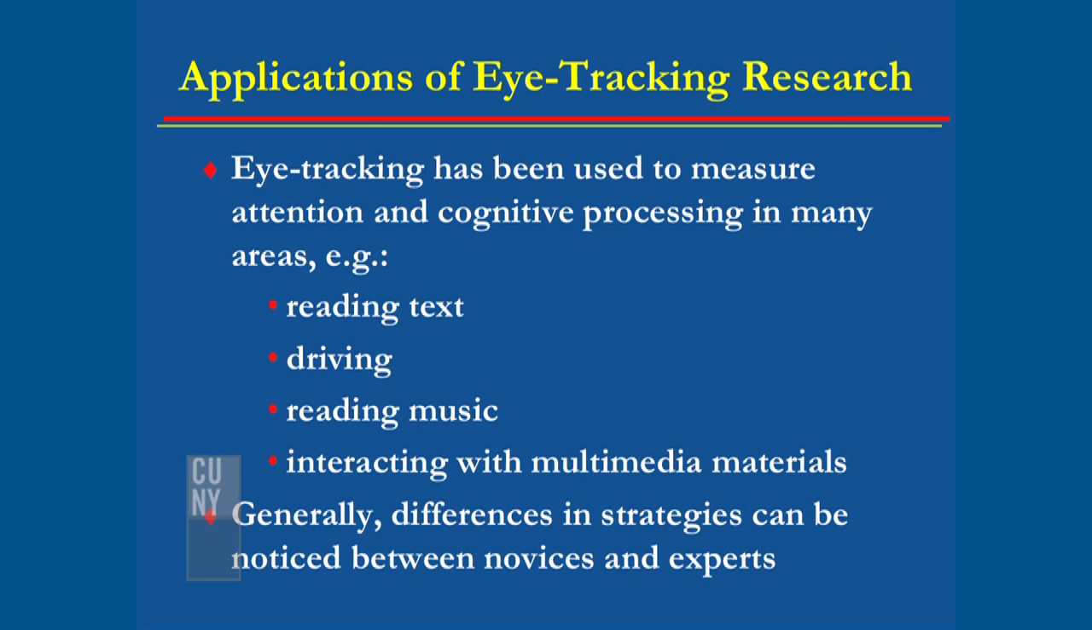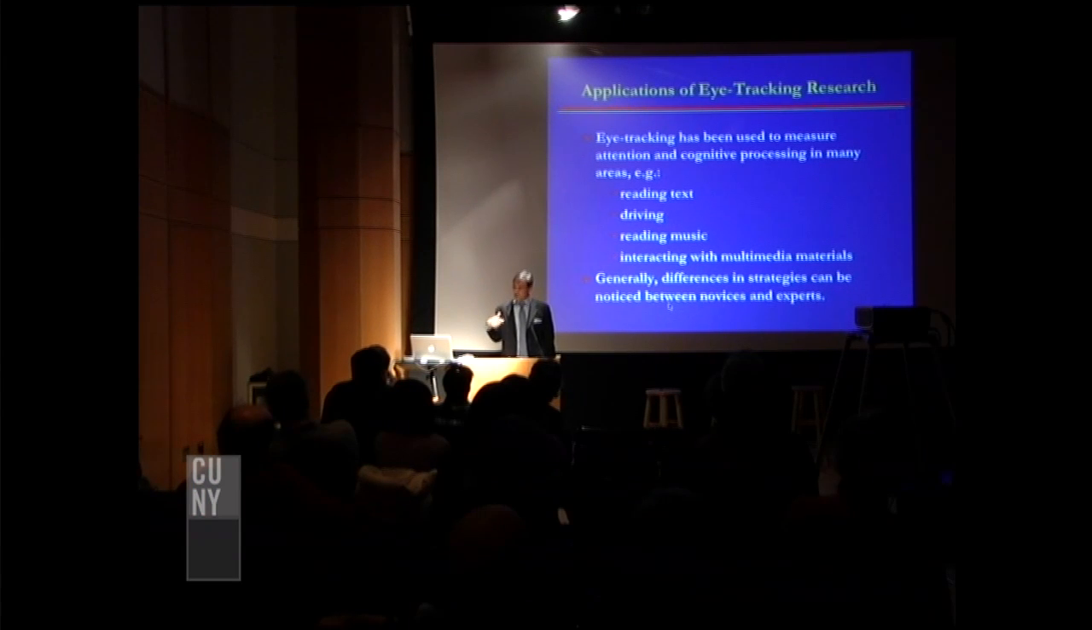Eye tracking has been used in psychology with a number of measures, including reading text, driving, reading of music, and interaction with multimedia material. Generally, what gets done is we have participants do this activity, and then you look for systematic differences between two groups, often novices and experts, and then infer this is what's learned.